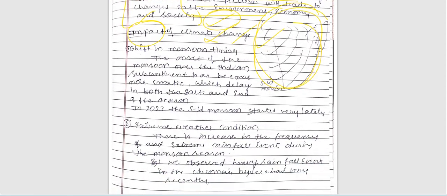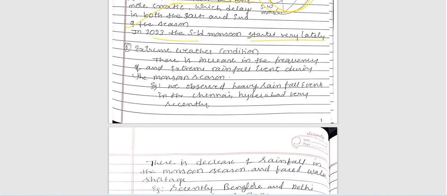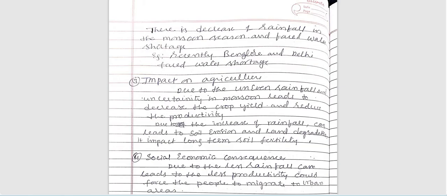Here, the first point is the shift in monsoon timing and onset of the monsoon over the Indian subcontinent. Very good point. In 2023, the southwest monsoon started very late. Okay, good. Next, extreme weather conditions. Second point, we observed heavy rainfall events in Chennai and Hyderabad. Very good examples. Next, there is a decrease in rainfall in the monsoon season and failed water storage. Recently Bangalore and Delhi faced it; the Bangalore water crisis we have also observed recently.